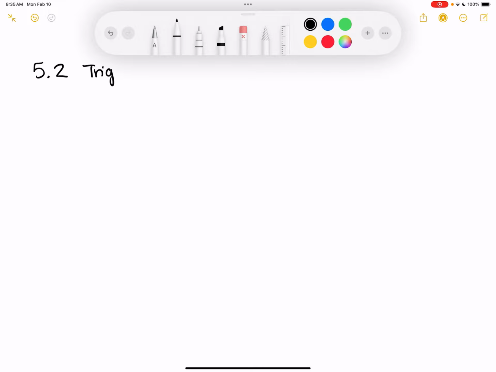5.2 trig functions. So if for some reason you hadn't done the notes yet for this, make sure you do them. I think you should have had plenty of time to do them the day we had the notes day. So anyways, just to be aware of that.